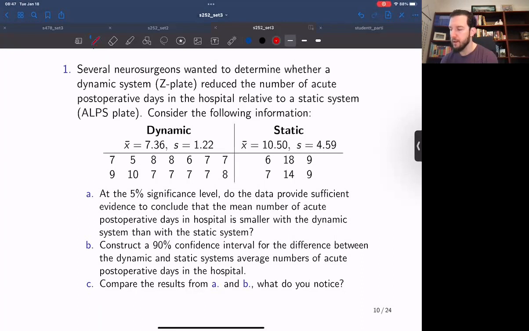So at the 5% level, did the data provide sufficient evidence to conclude that the mean number of acute post-operative days in hospital is smaller with the dynamic system than with the static system? Part B, construct a 90% interval for the difference. Part C, compare the results.